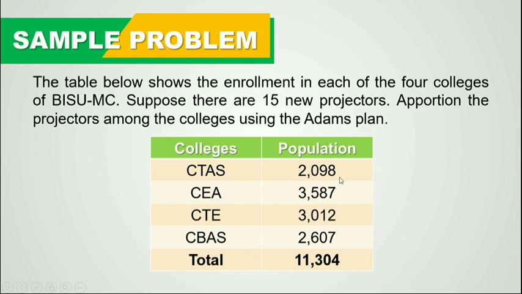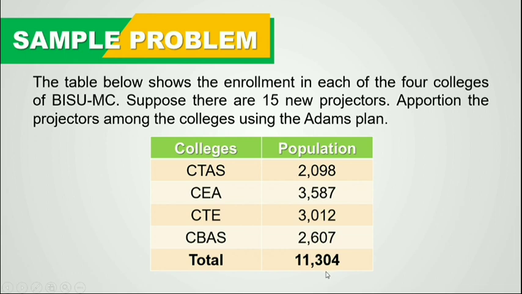And given the table of the population of the students or the enrollees in each of the colleges or departments. So we have for CITAS, that's 2,098. For CEA or College of Engineering and Architecture, that's 3,587. For the College of Teacher Education, that's 3,012. And for the College of Business and Advanced Sciences, that's 2,607. And a total of 11,304.